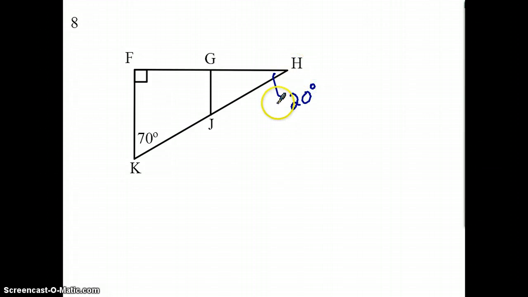Angle H, and you might ask, well, why can that be 20 degrees? Well, 90 plus 70 plus 20 has to equal 180, so that gives us the sum of our interior angles of a triangle. All right, well, what else is given to us? Well, we're also given that G is a midpoint and J is a midpoint. So what does that tell us about GJ? Well, GJ is a midline.